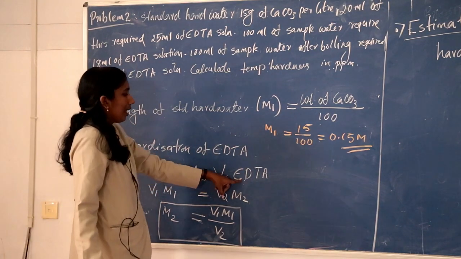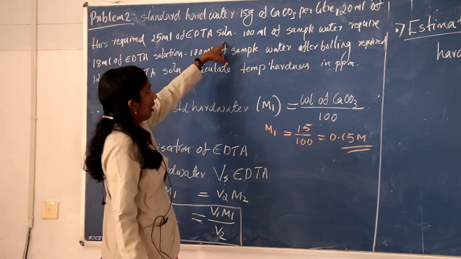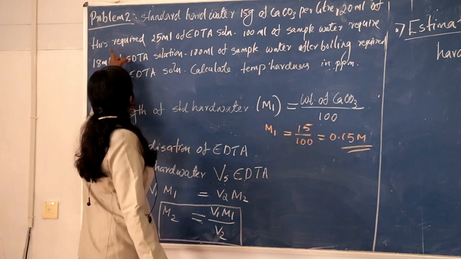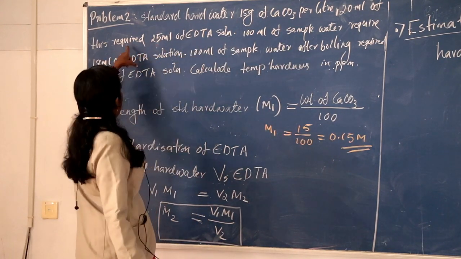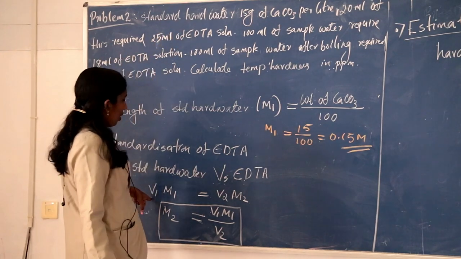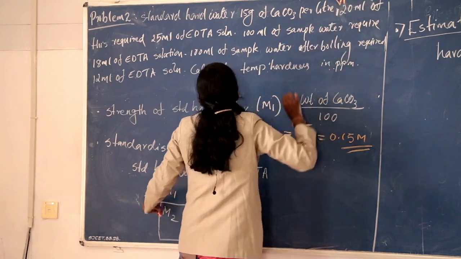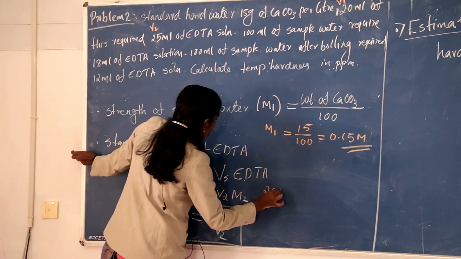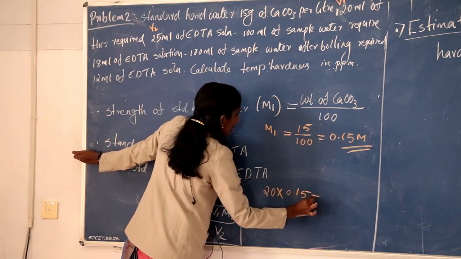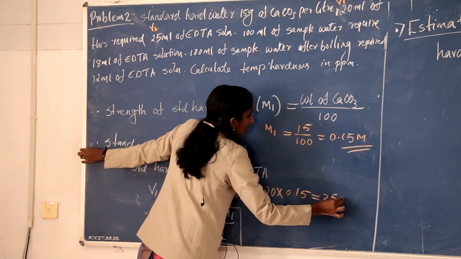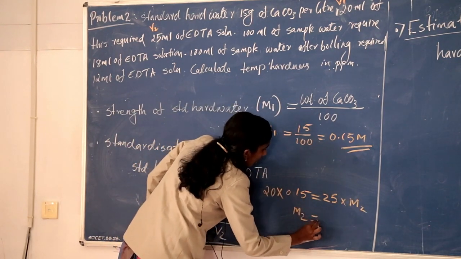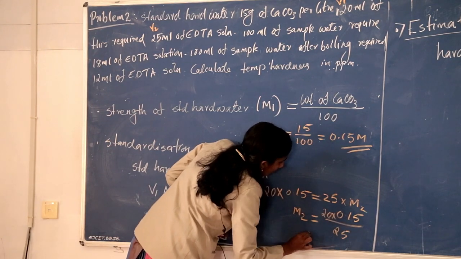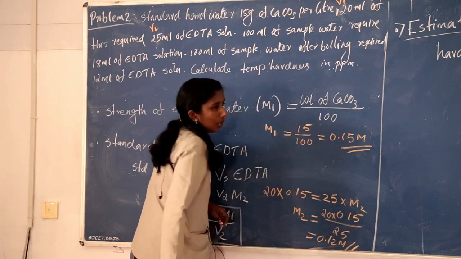Then standardization of EDTA. This standard hard water against EDTA. Standard hard water 15 gram of CaCO3 per liter, 20 ml of this required 25 ml of EDTA solution. 20 ml of this means 20 ml of standard hard water. This V1 is 20 ml, then V2 is 25 ml. Substitute: 20 into M1 0.15 is equal to V2 25 into M2. So M2 is equal to 20 into 0.15 divided by 25. This will be equal to 0.12 molar.